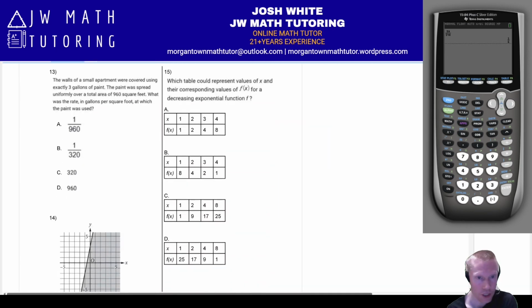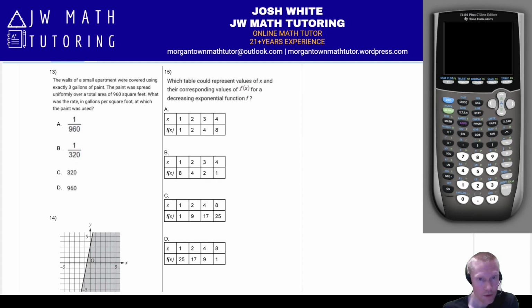All right, next question, number 13. For this problem, we want to know basically a unit rate, gallons of paint per square foot. So all we're doing is taking 3 gallons divided by the total number of square feet, 960 square feet, and then you're just simplifying that, and that's it.